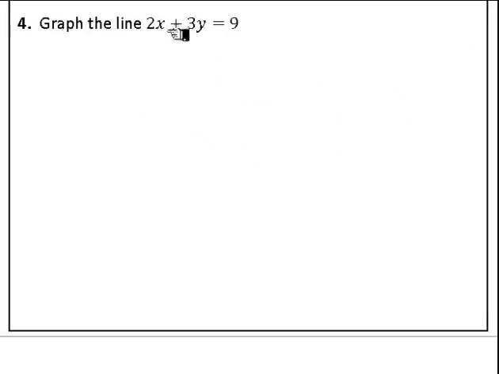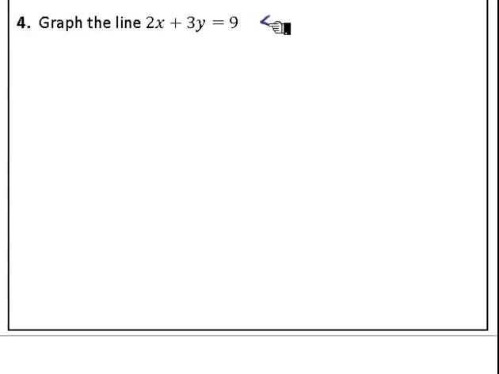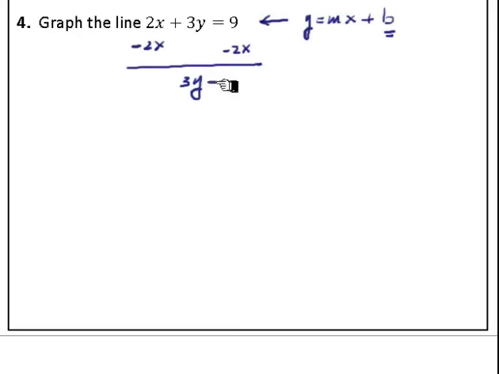And number 4, we're asked to graph a line with this equation. Now, in order to graph the line, we need a starting point and we need the slope. So we're going to put this in the form y equals mx plus b, so that we can see what the y-intercept is, and that'll be our starting point, and the slope will be the coefficient of x. We'll start by subtracting 2x from both sides. So we have 3y is equal to minus 2x plus 9, and then divide by 3.